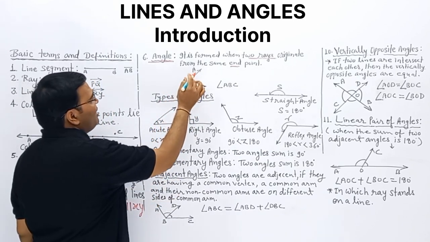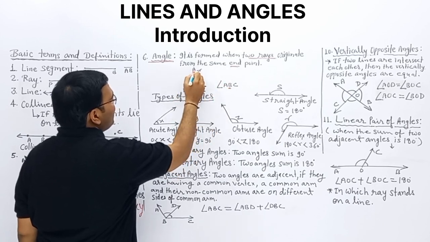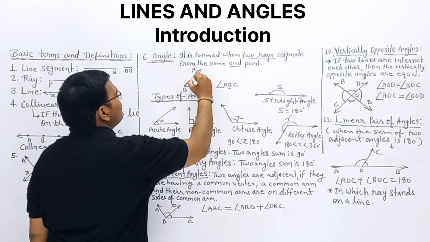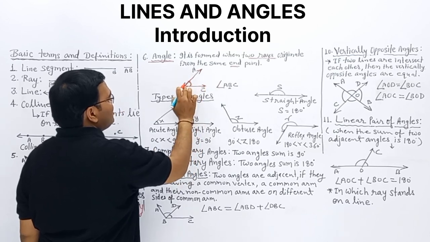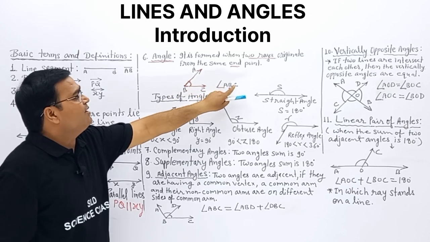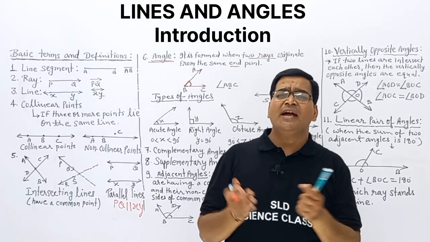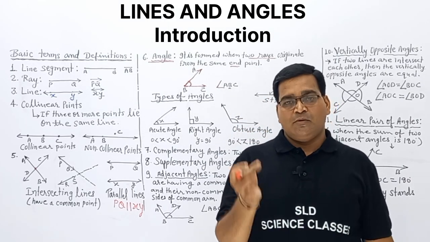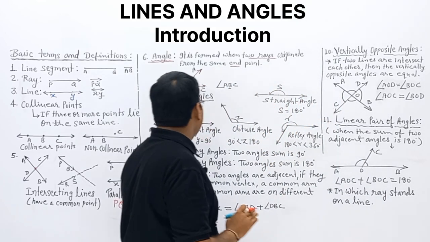So what is its name? Angle ABC, where B is the vertex. This is the symbol of angle. Angle ABC. Clear? One ray is this one and the other is this one. Two rays originating from B, so we can say this is angle ABC. Now types of angles. How do we get angles? Once two rays originate from their end points, then we get an angle. We have different types of angles.